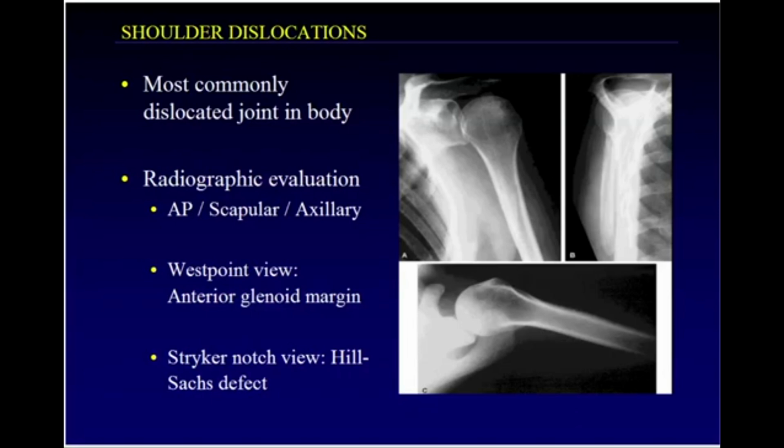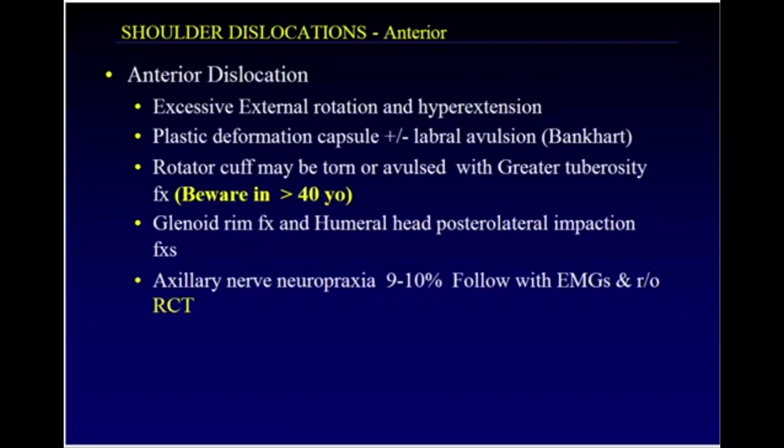You can also consider the West Point view and the Stryker notch view, which can particularly show you a Hill-Sachs defect. Anterior dislocations are the result of external rotation and hyperextension or abduction of the shoulder. You have plastic deformation of the capsule, as well as possibly a labral avulsion, which is the classic Bankart lesion. Remember that the rotator cuff can be torn in patients that present with an acute shoulder dislocation, and particularly those patients that have a greater tuberosity fracture.